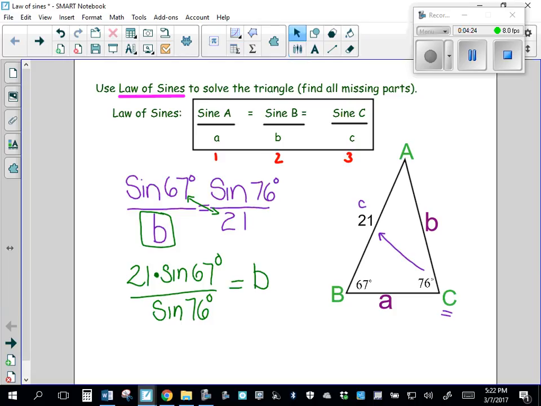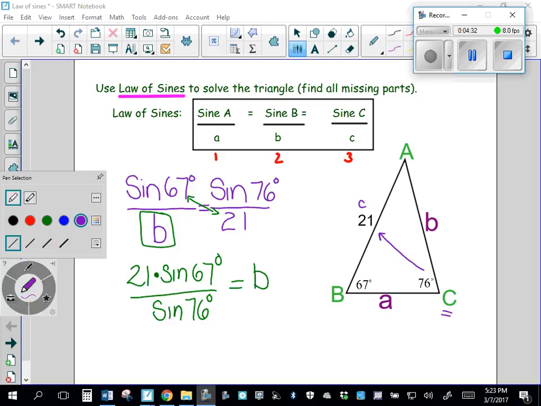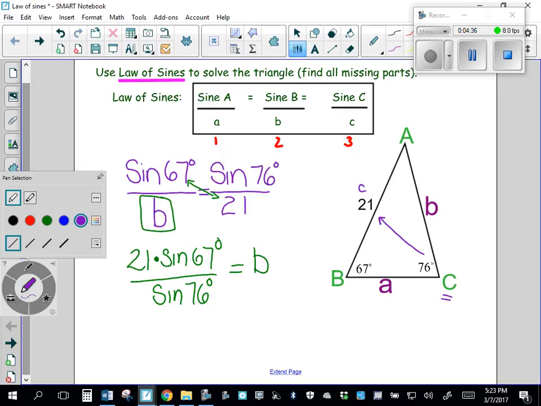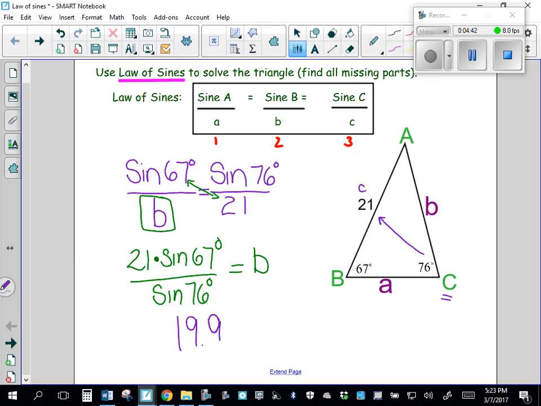So I'm going to pause this and use my calculator. So you guys should also keep practicing with your calculator. When I work this out, I get, rounded to the 10th place, that B is 19.9 units.